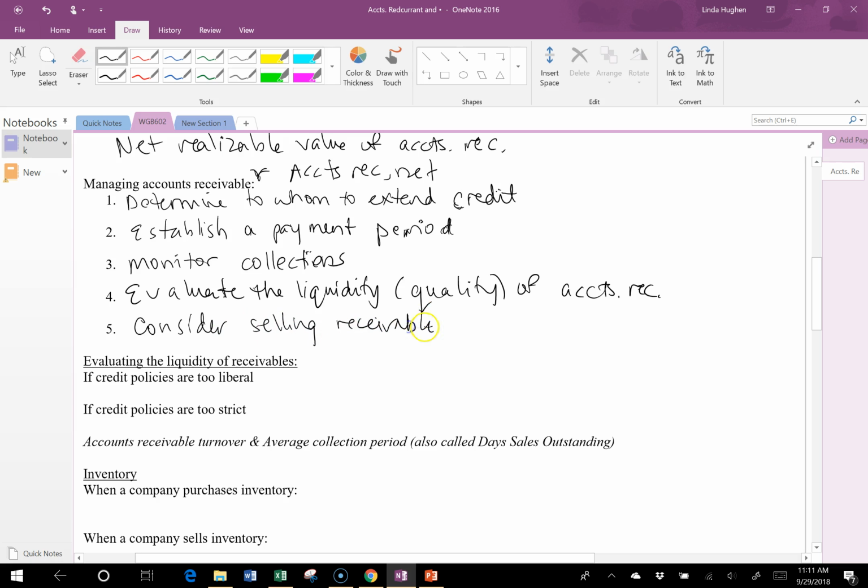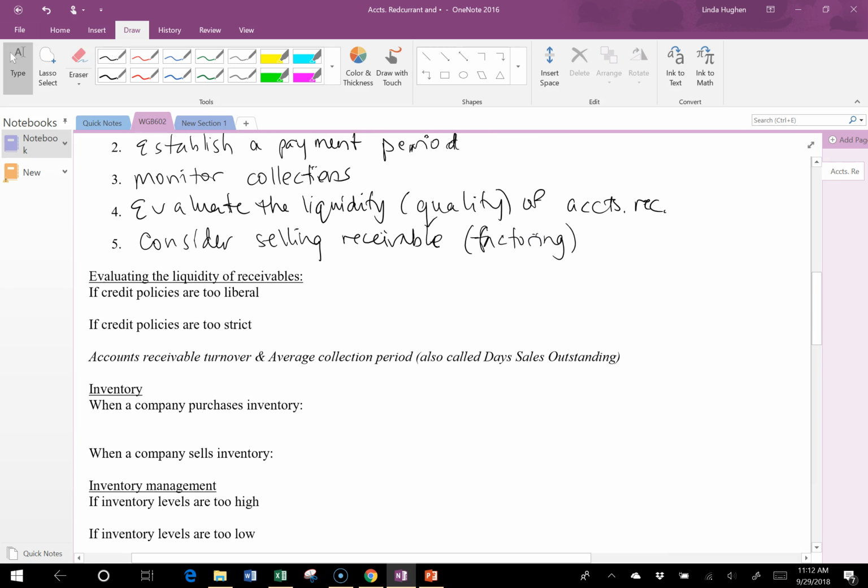Typically to a finance company, we sell them for cash, of course, for a fee, and in exchange the financing company will bear all the risk, but of course we're going to have to pay a fee for that. And we call selling these receivables factoring. We don't want to hold on to that risk that our customers won't pay. Okay, evaluating the liquidity of receivables.